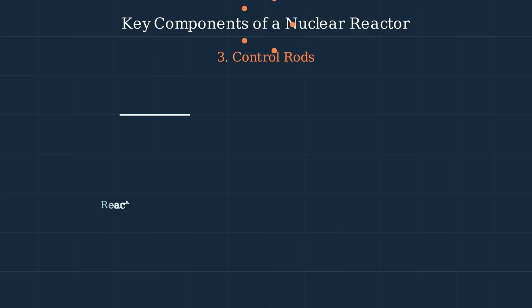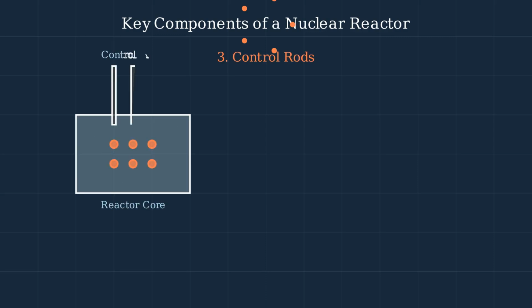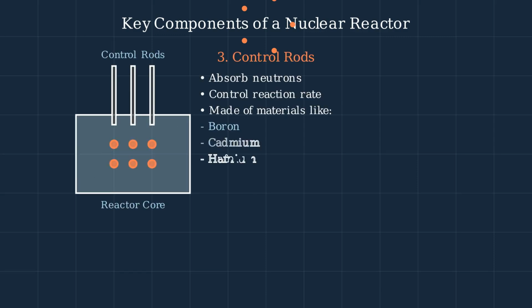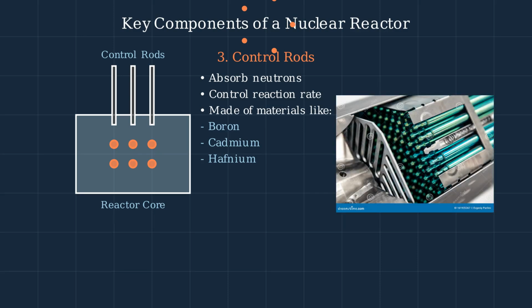Control rods absorb neutrons, allowing operators to control the reaction rate. They're made of neutron-absorbing materials like boron or cadmium. By inserting or withdrawing control rods, operators can increase or decrease the power output.